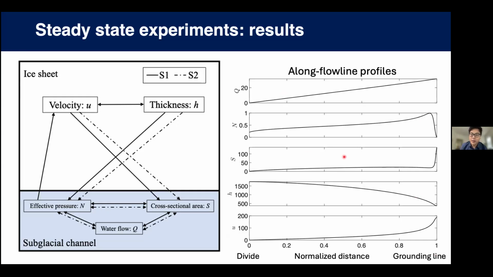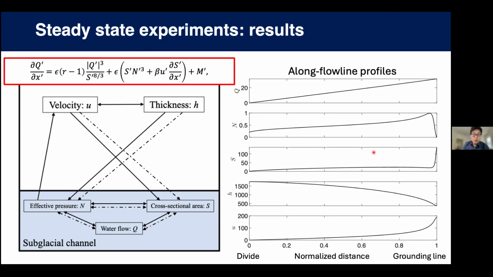First, looking at the flow rate Q, it's not that interesting of a profile. It starts off near zero at the divide, which is set by our boundary condition, and then it grows nearly linearly all the way to the grounding line. And we can see from our scale analysis earlier that with a small epsilon, this basically simplifies to the gradient in Q being constant, which would mean that Q increases linearly. So it matches with our scale intuition.